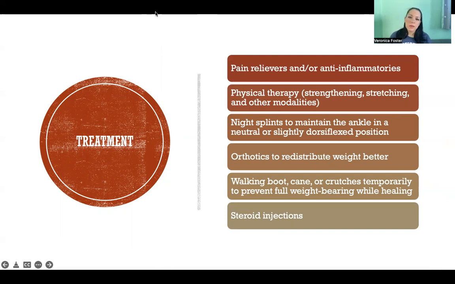There are some things that you can do to help if you're having pain on the bottom of your foot. Some people respond well to pain relievers or anti-inflammatories, just over-the-counter medications. Depending on the severity, you might require physical therapy where they'll help you with strengthening, stretching, and they might apply other modalities. You might be given night splints to maintain your ankle in a neutral position or even slightly dorsiflexed, meaning like if you're laying on your back, your toes coming up towards your head a little bit.